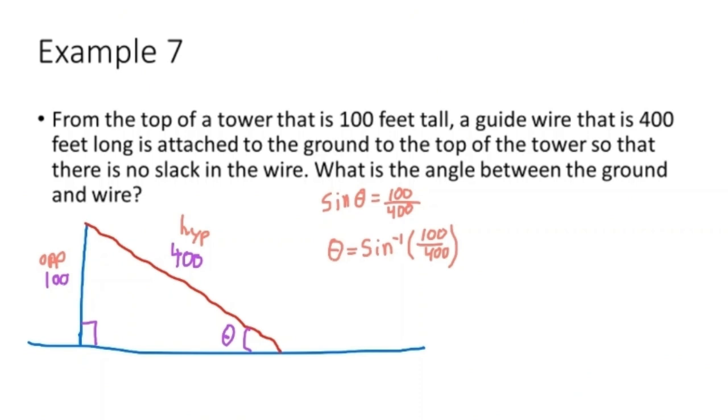Even though the problem doesn't state what units we should use for the angle, whenever we're dealing with geometry problems like this, it is standard practice to use degrees. So when I type the sine inverse of 100 over 400 into a calculator and making sure it is set to degrees, I get that our angle is approximately 14.48 degrees.